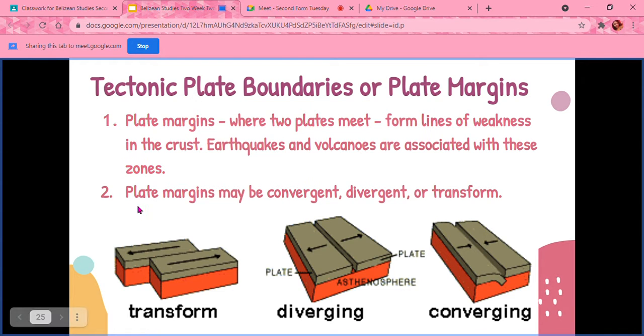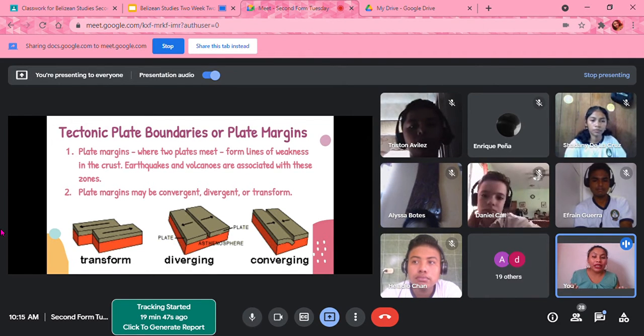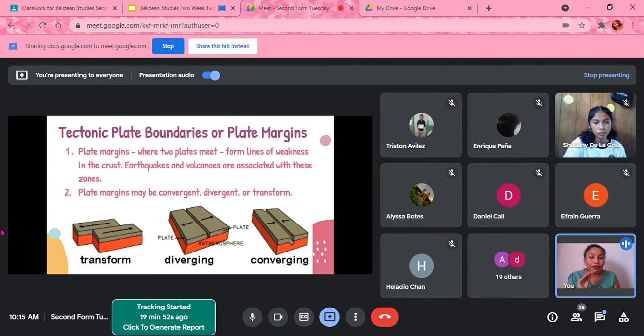So we have three different ways plate tectonics can move. They can be transform, meaning they slide beside each other. One is moving forward, one is moving backwards, and they are sliding. It doesn't happen fast. It happens very slowly, so slowly that you cannot feel it. We're not here feeling the plate tectonics underneath us moving, right? This movement is so slow it cannot be felt.